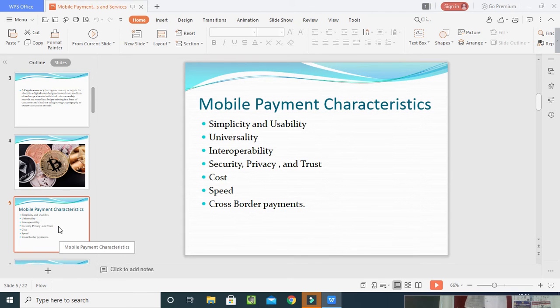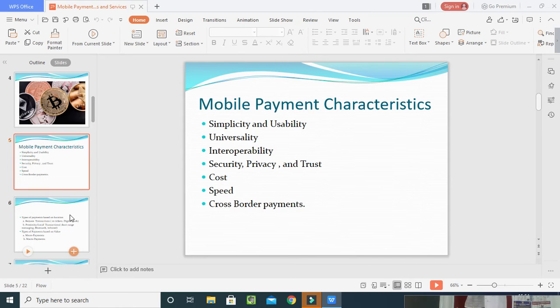Not only within one country, but one country with another country, so we can have cross-border, that means international payments can also take place. In the fourth unit, we discussed how cross-border payments take place from one country to another country. So these are the characteristics of mobile payment.